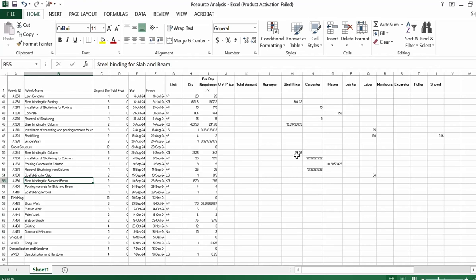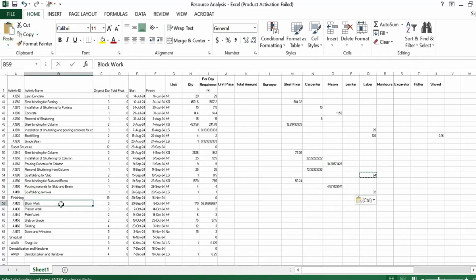Steel binding for slab and beam. We need a steel fixer for this. We can check the rate for steel binding installation per steel fixer. We will copy and paste. Suppose for the roof one steel fixer will do 250, so we will change it to 250. It requires 50 hours to complete. Pouring concrete for the slab and beam, we need the mason. We will copy and paste. Next we have scaffolding removal. We will copy and paste.